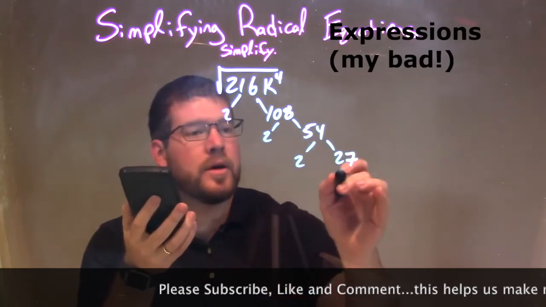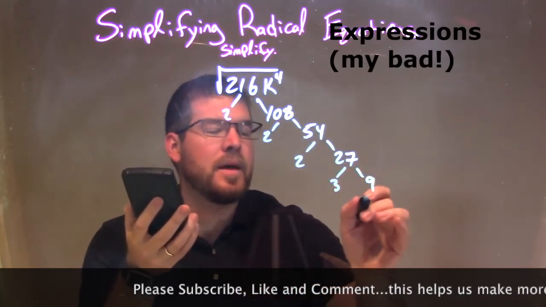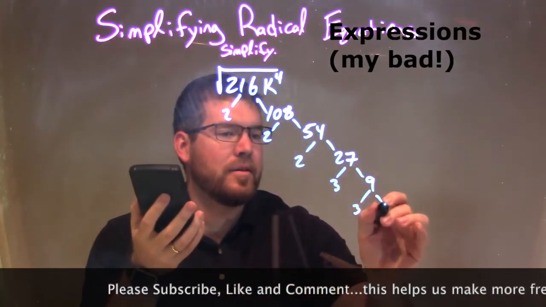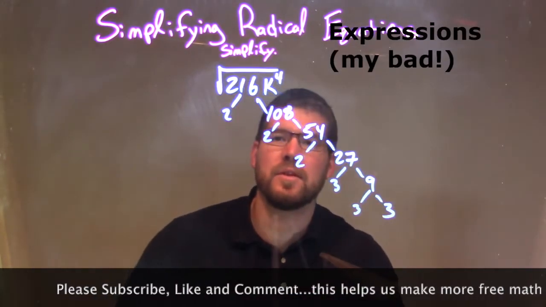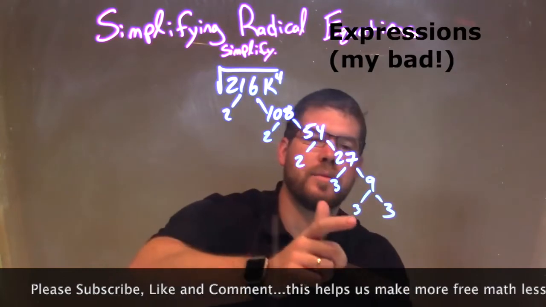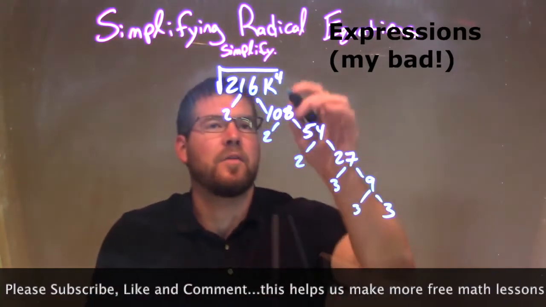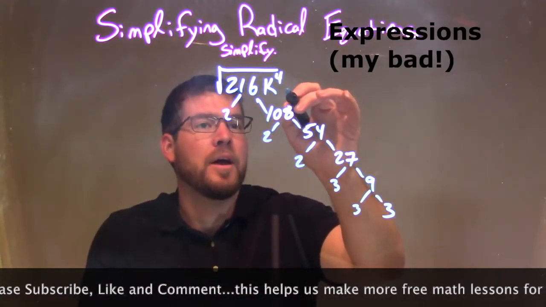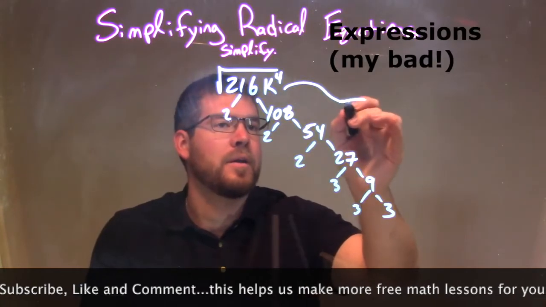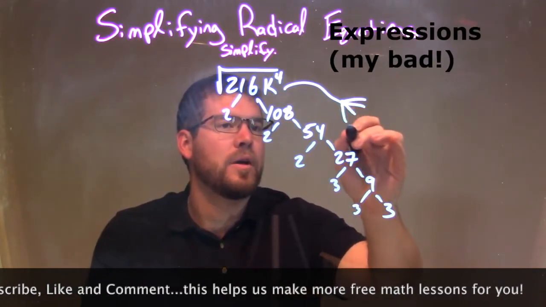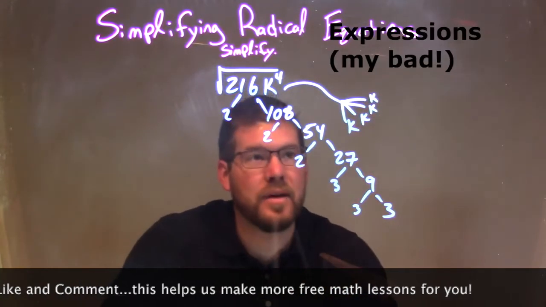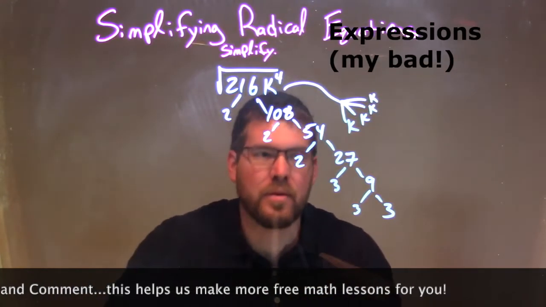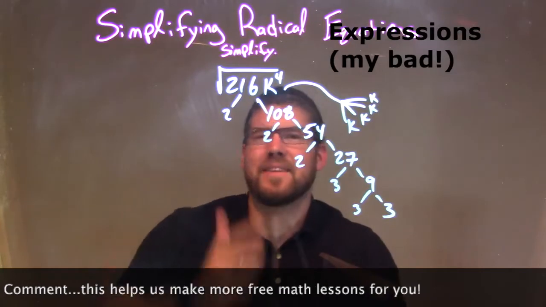27 divided by 3 is 3 and 9. And 9 is 3 and 3. Okay? So now I've done my prime factorization of 216. I got 2 times 2 times 2 times 3 times 3 times 3. Now I have k to the fourth power. k to the fourth power can be broken down. Let's go 1, 2, 3, 4. Do 4 k's. It's k times k times k times k. Okay? So that's kind of easier to see, right?